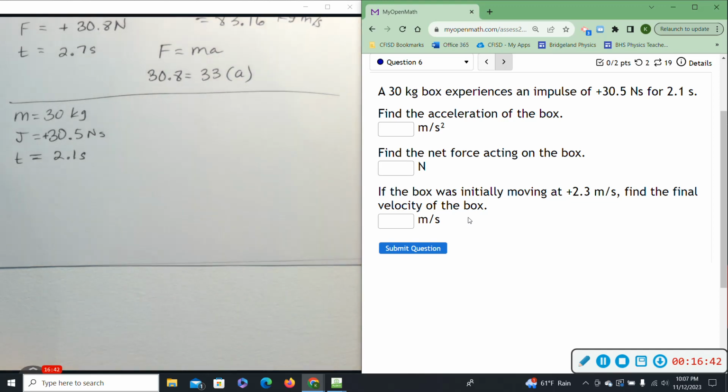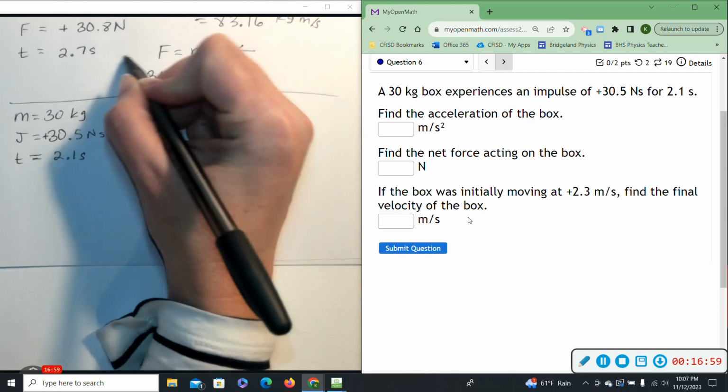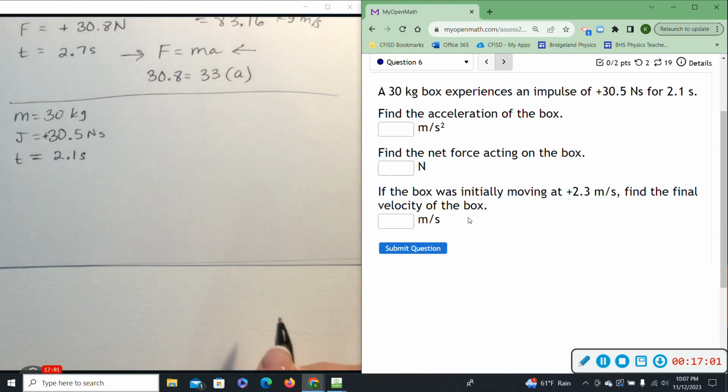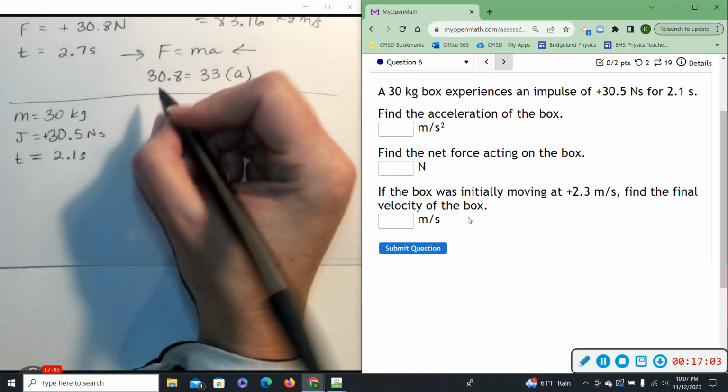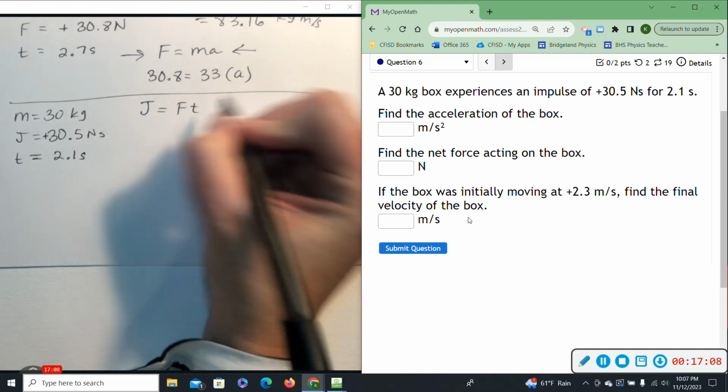Find the acceleration, find the net force, and then find the final velocity with that other piece of information. Okay, so acceleration, I can find that if I have the same equation I used up here. I can use this to get acceleration, F equals ma, but I do need to find the force first. And that's easy enough to do because I know J equals F times T, and I have J and I have T.